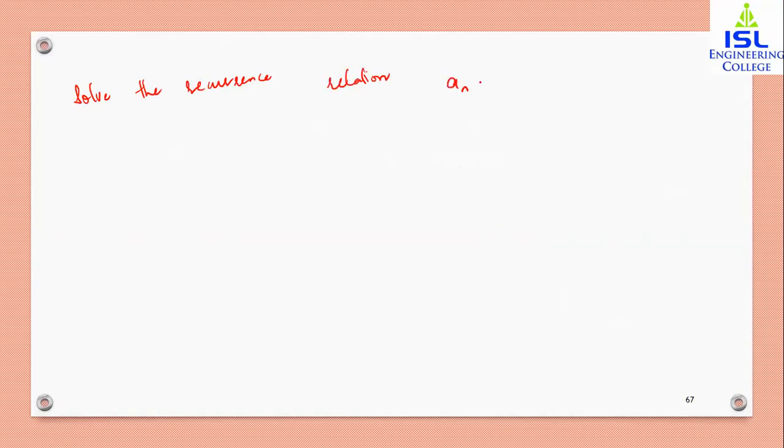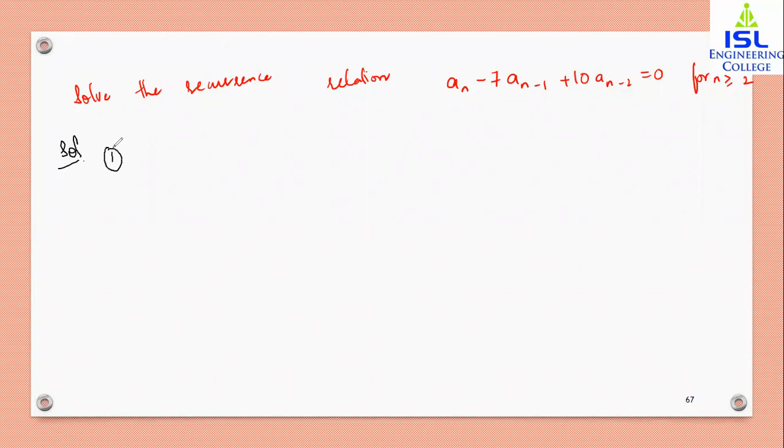a_n − 7a_{n−1} + 10a_{n−2} = 0 for n greater than or equal to 2. So this is the question. Now, the solution can be written in the form of steps.